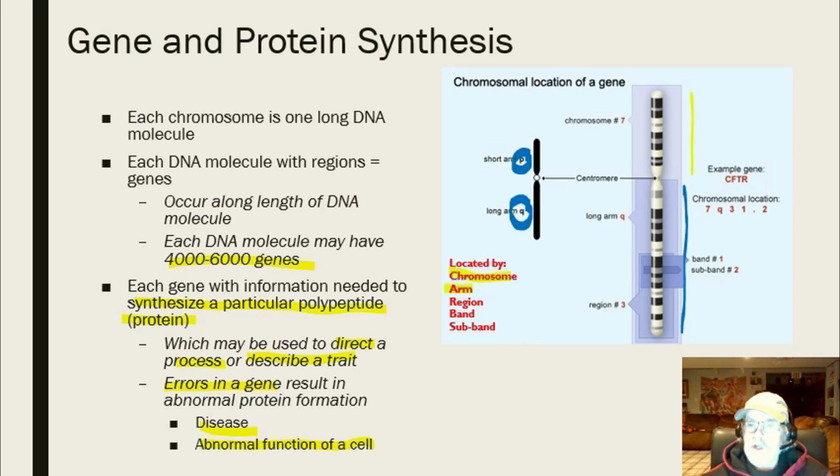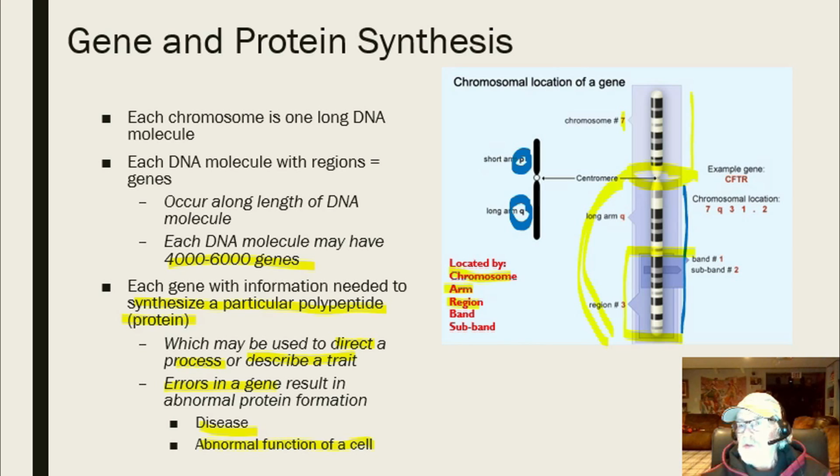So, which arm? Then they divided the arms into what are called regions. So here's my long arm. This is chromosome 7. This is the long arm of chromosome 7. Here would be the centromere, right in here. So this is the long arm, the longer of the two. Then they divide it into regions. They put the region in right here. So this is region 3.